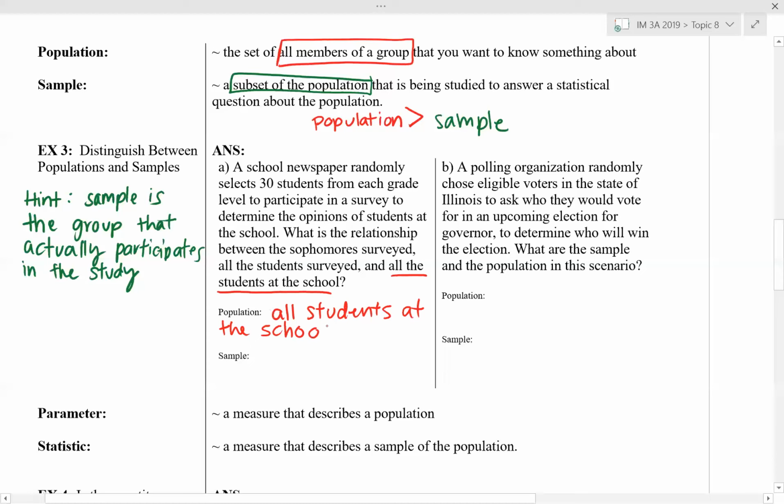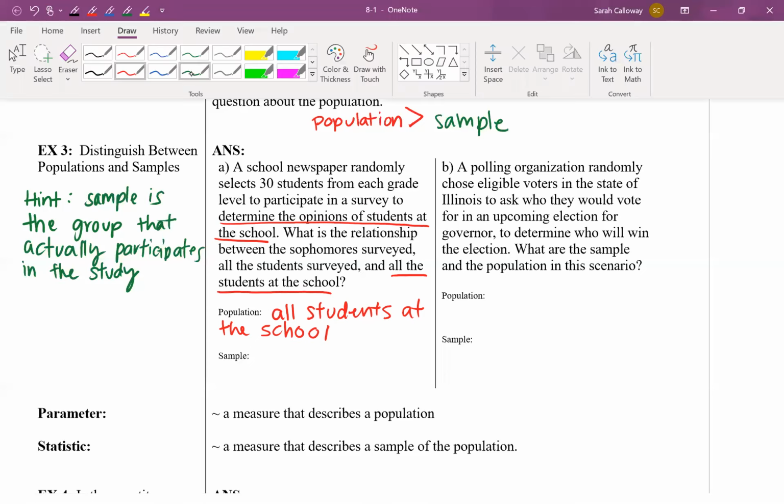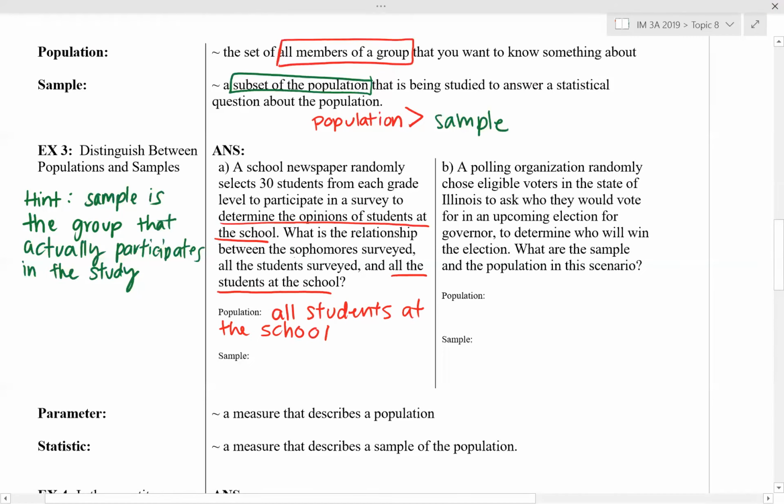Right, that's their target, right? They want to determine the opinions of students at the school. So they're looking for, what does everybody at the school care about? But I don't have time to talk to everybody. So I'm going to select these 30 students from each grade level, and they're going to represent everybody, right? And so the sophomores surveyed are part of the sample.